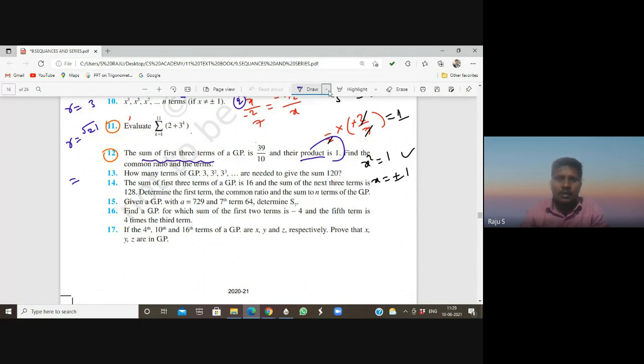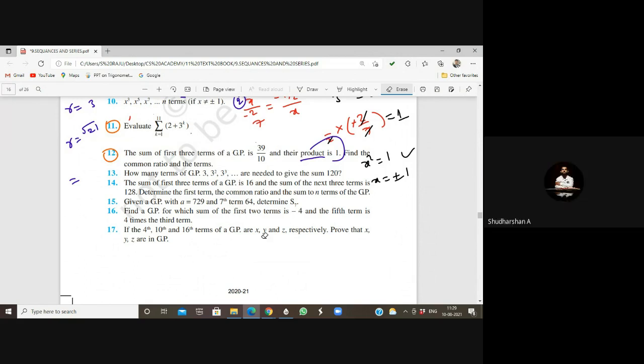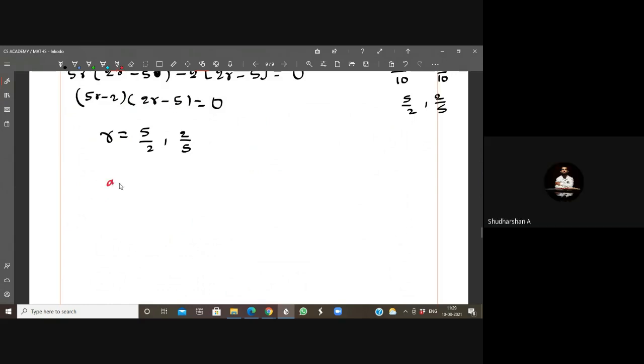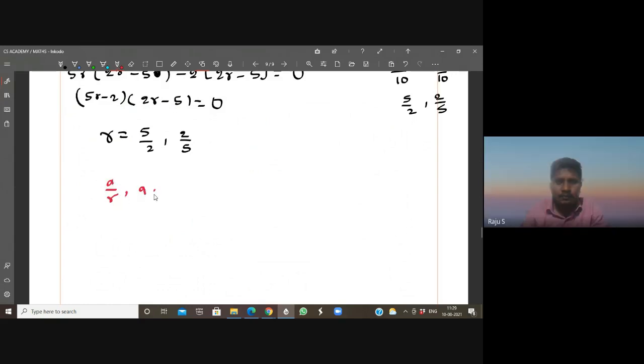Find the common ratio. We got it. Common ratio. What is the common ratio, students? 5 by 2 or 2 by 5. Okay, so now we want to find the three terms. There will be two possible cases here. These three terms we need to find.